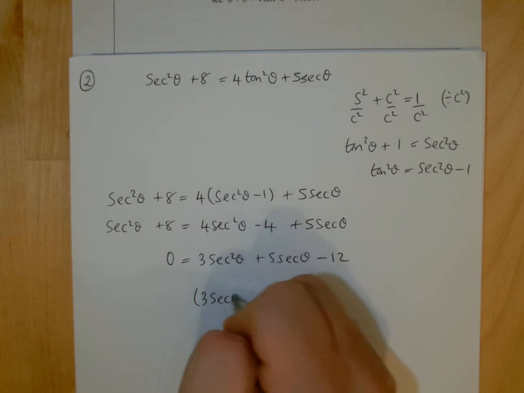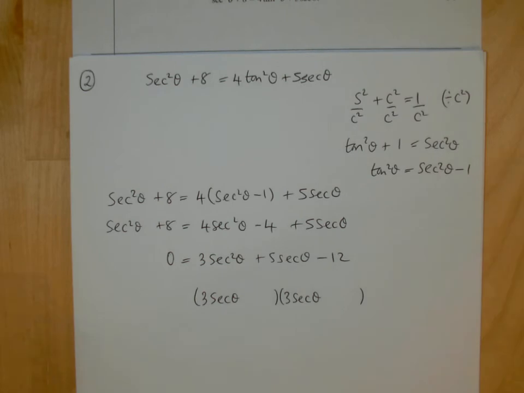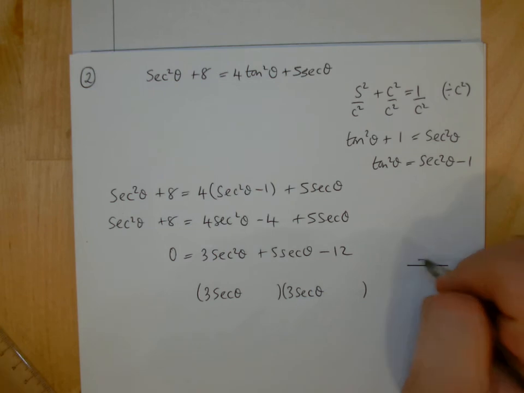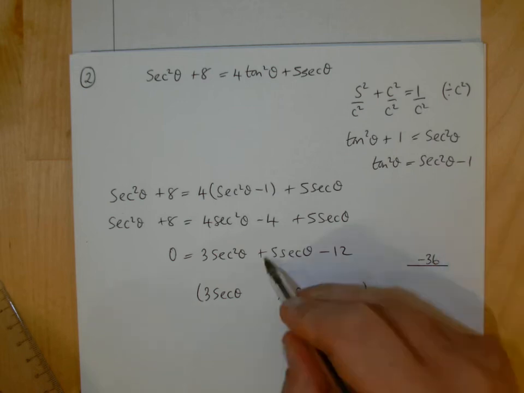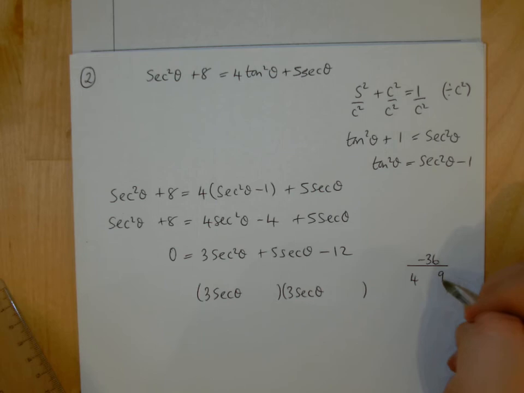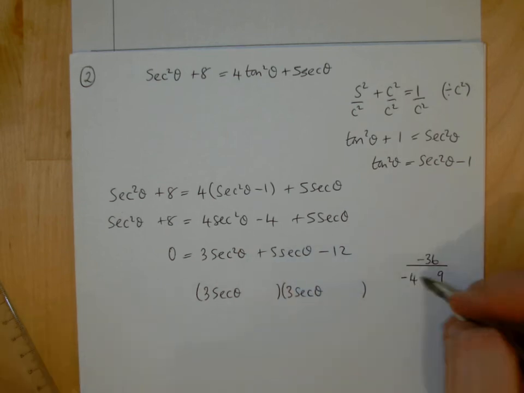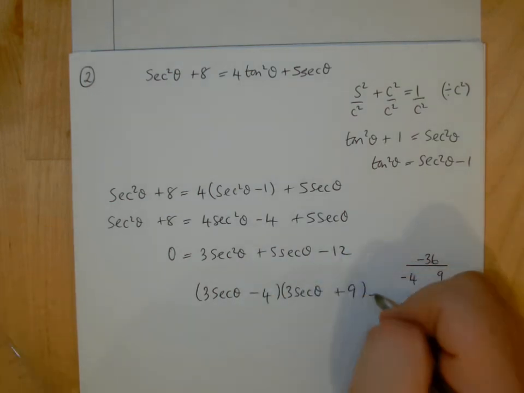We put 3 sec theta in each bracket using the method we used, and we need a pair of numbers that multiply to give, well, 3 times minus 12 is minus 36, but they've got to add up to give 5. So we can think of, well, 4 and 9. 4 and 9 will multiply to give 36. To get it to add up to give 5, I need to make this a minus 4, wouldn't I? And then they multiply to give minus 36. That's good. Put equal to 0 there.